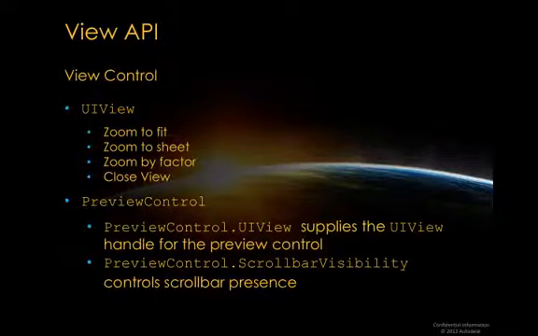The View API was already significantly enhanced in Revit 2013. In 2014, we have added a few more features to complete this. The UIView class, which was introduced in Revit 2013, has new methods for zoom to fit, zoom to sheet, zoom by a specific factor, and to close the associated view. The PreviewControl class now has an additional UIView property to access the associated view, and a property to control whether scroll bars should be displayed.